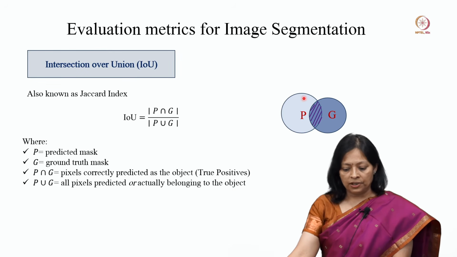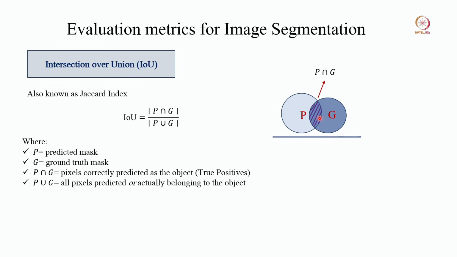So this is my P, which is my predicted mask, and this is my ground truth mask. And the intersection P intersection G actually gives the true positives, meaning the prediction is matching with the ground truth mask. Okay, divided by the union of P and G. So everything between the predicted, which is fully there, and the ground truth, which is also fully there, together, and the overlap part is there. Okay. So this is P union G.